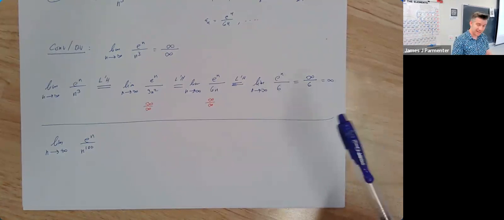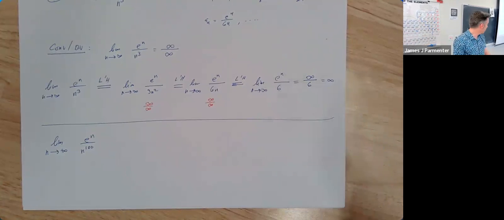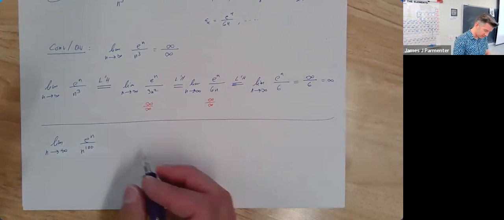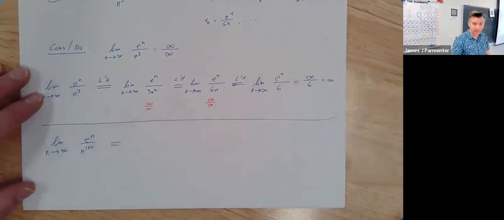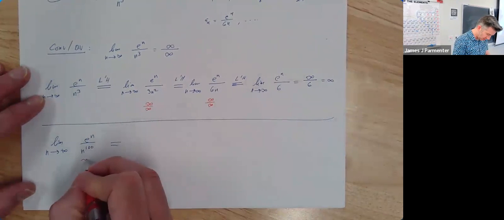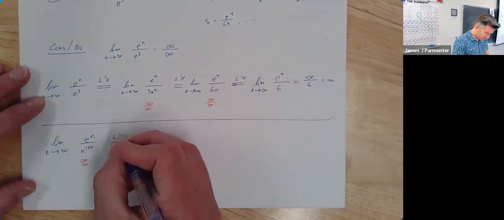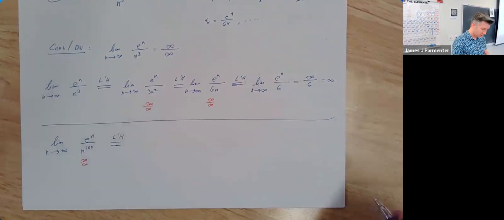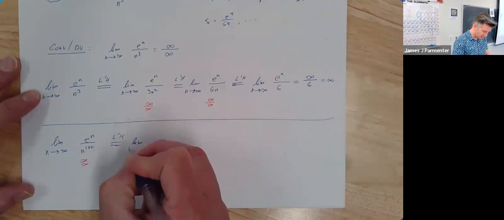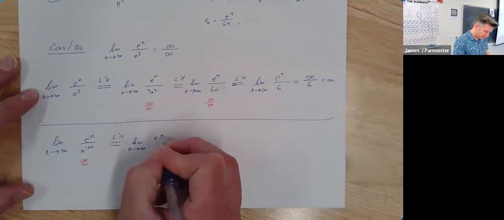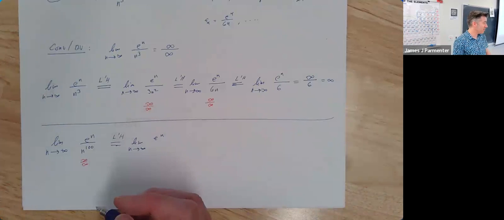Infinity. It's going to be infinity still. And the reason why is because every time you apply L'Hopital's rule, I should point out first and foremost, it is an infinity over infinity form. And so if I apply L'Hopital's rule, the numerator is never going to change. The derivative of e to the n is always e to the n.